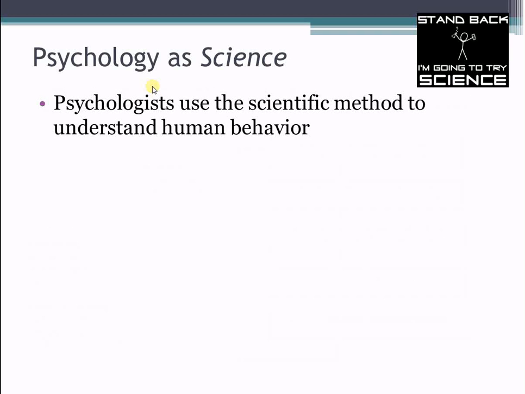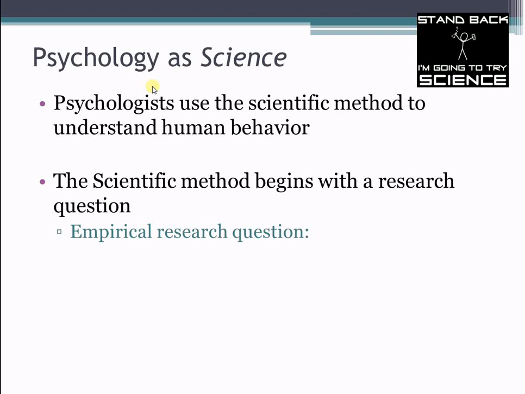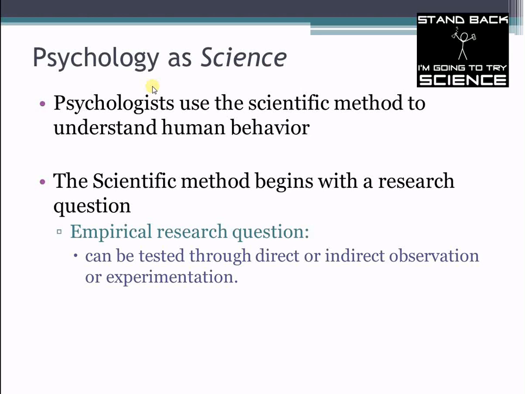So psychologists, we use a scientific method to study human behavior. We start with this research question, like I mentioned. One important thing about a research question is it has to be what we call an empirical question. And empirical just means that it is a research question that can be tested, that can be observed, either directly or indirectly.